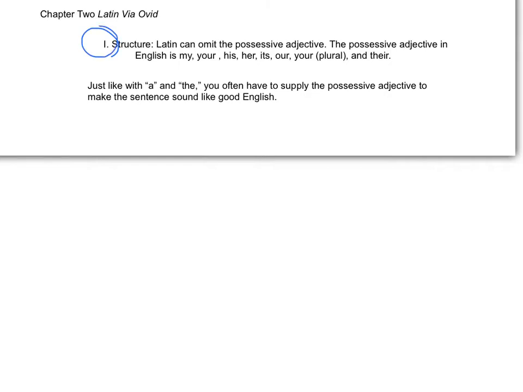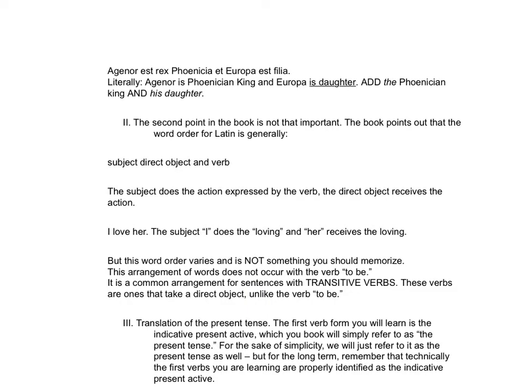It points out in Latin you can omit the possessive adjective. The possessive adjective in English is my, your, his, her, its, our, your, plural, and their. So this is just like with "and" "the" in Latin. You often have to supply the possessive adjective to make the sentence sound like good English. The textbook provides the example Agenor est rex Phoenicia, et Europa est filia.